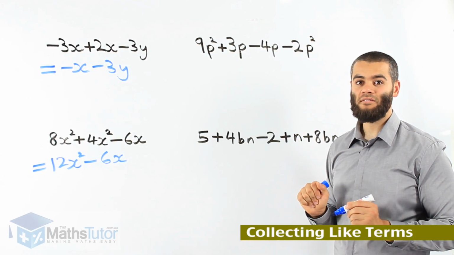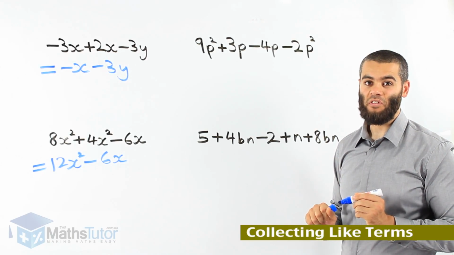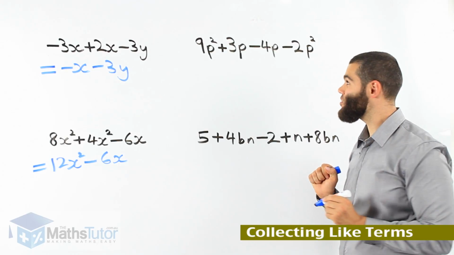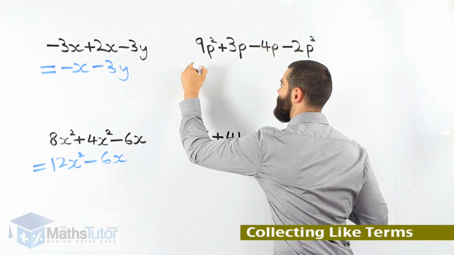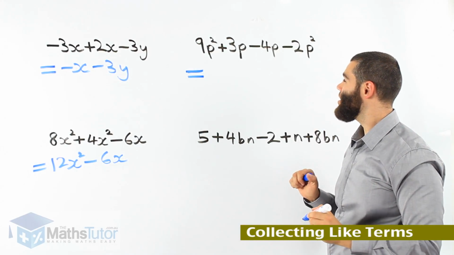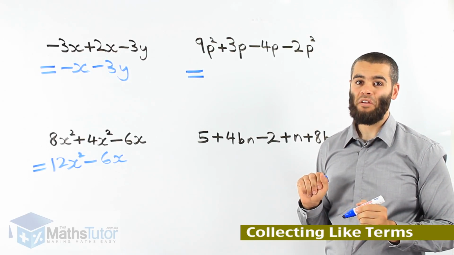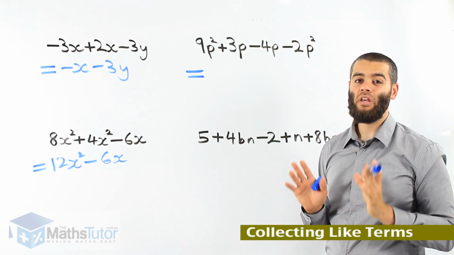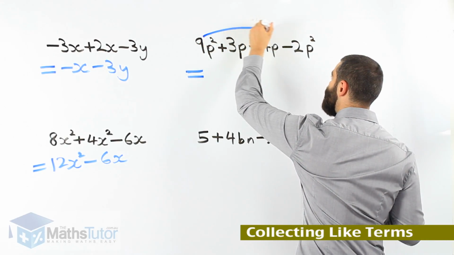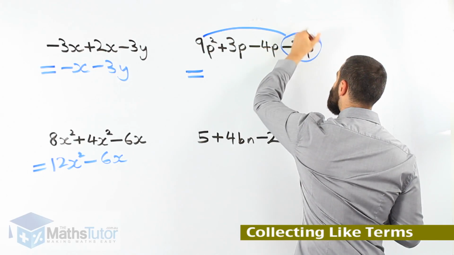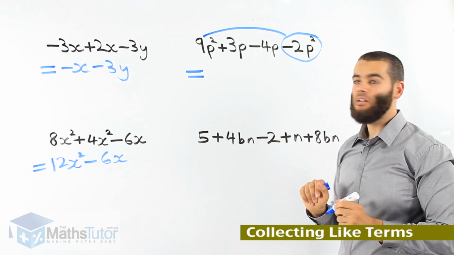This is a long one. What are we going to do? Again, we look for like terms. Do this one with me. I want you to concentrate and I'm sure you can get it right as well. 9p squared plus 3p minus 4p minus 2p squared. Again, we are looking for the like terms. P squared is a like term with minus 2p squared. P squared here, p squared there.